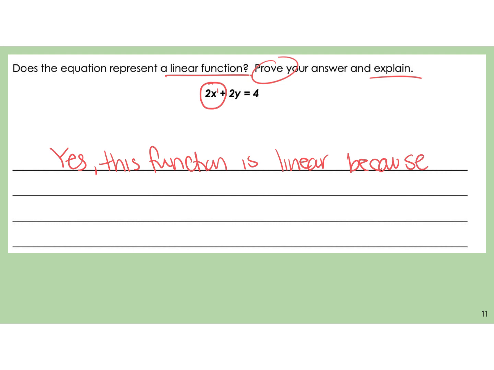So this one was just kind of a can you rule out the ones you can't use, and there's only 1 left. So this function is linear because the exponent for x is 1. That is it.